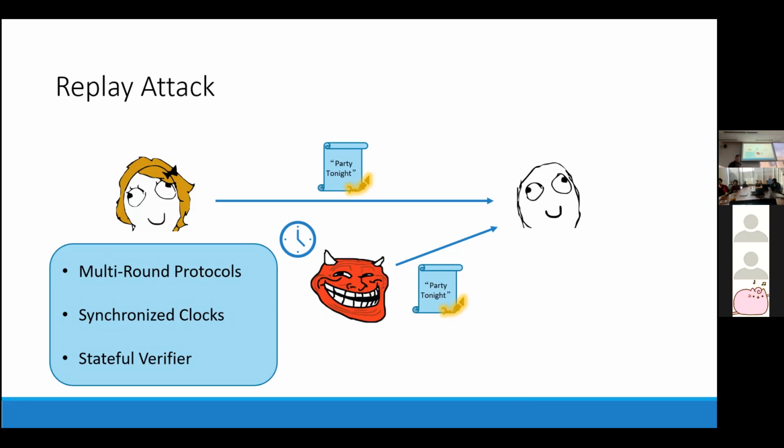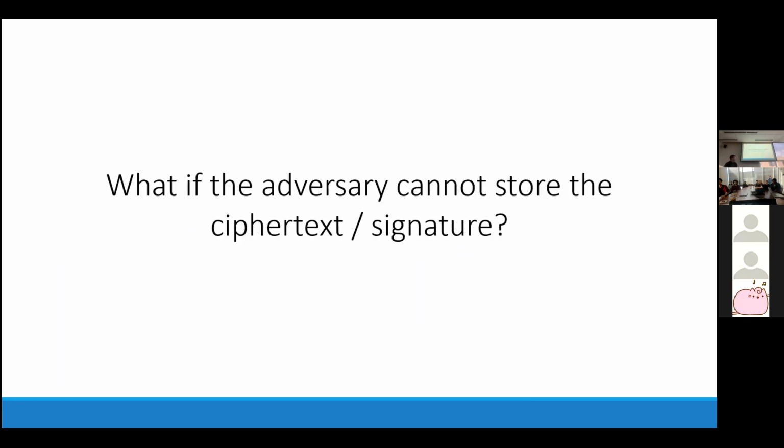Again, all of these could be undesirable under many scenarios. So here we ask a hypothetical question. What if the adversary cannot store the ciphertext or the signature? So suppose that you send some ciphertext, you send some signature, and just through some magic the adversary cannot store it. What's going to happen in this case?